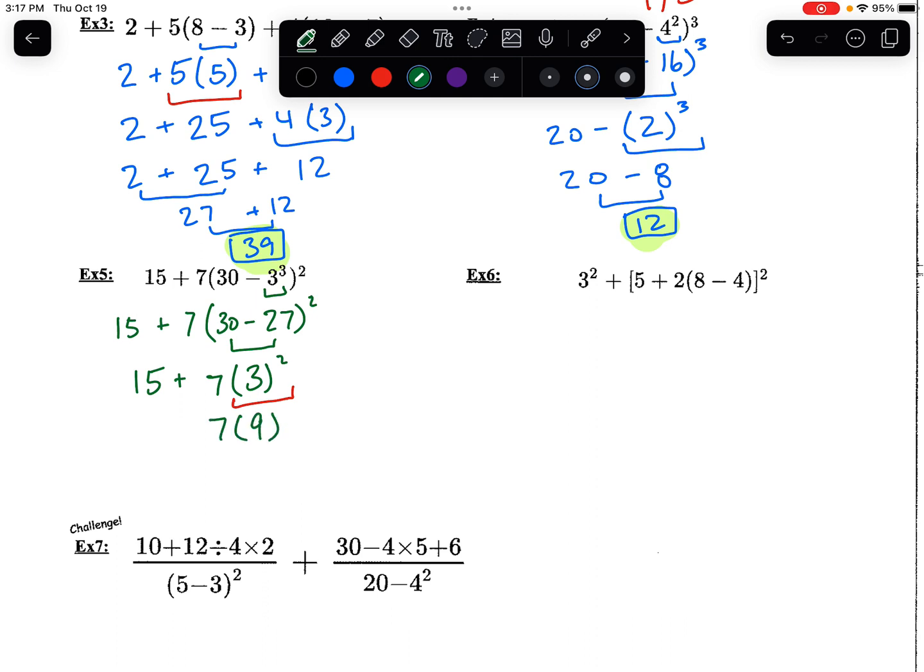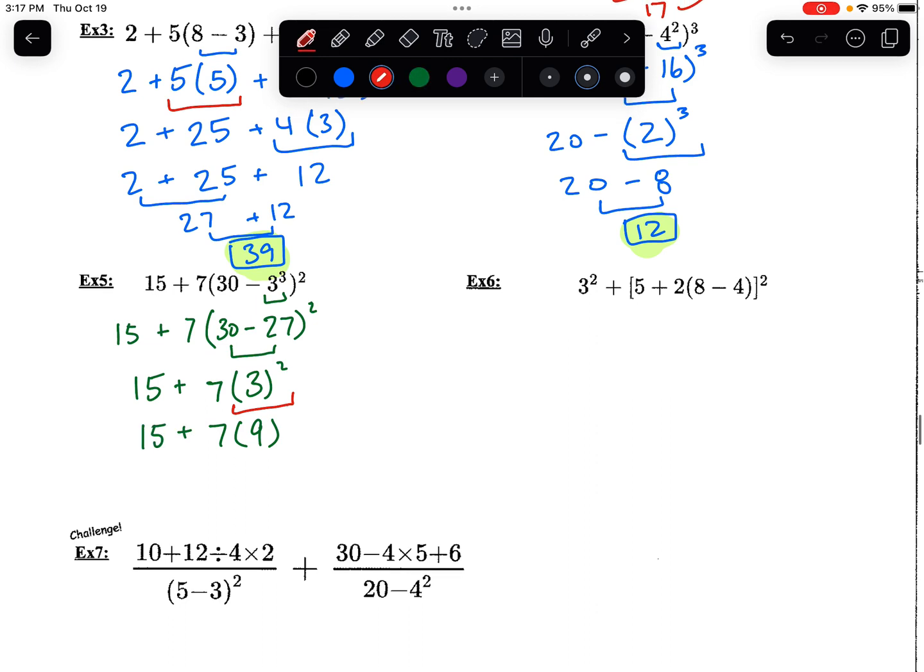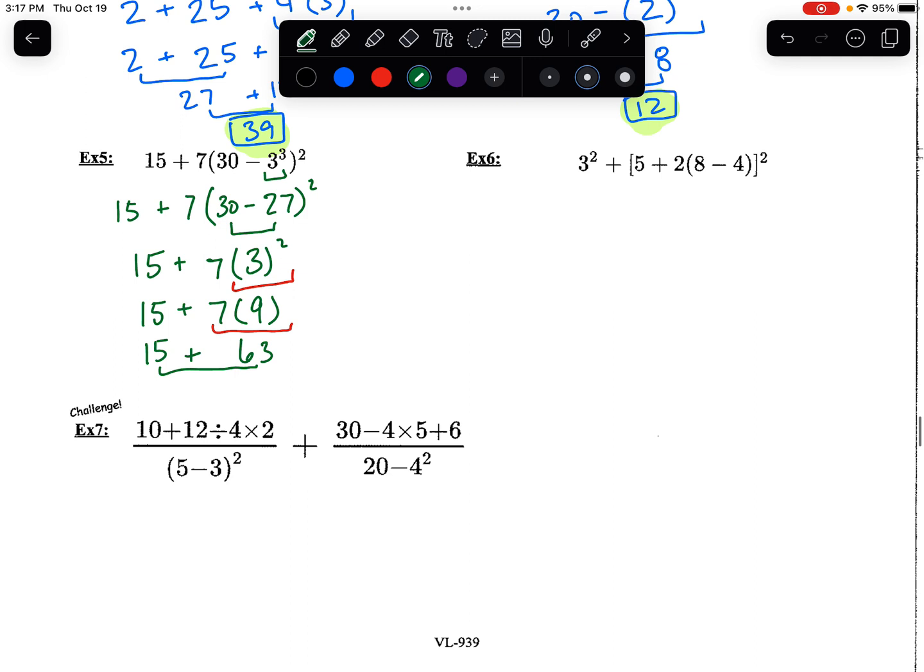Still multiplying it by 7. And then now we're doing 7 times 9. That is 63, I believe. 63 plus 15 is 78, I believe. 78, there it is.